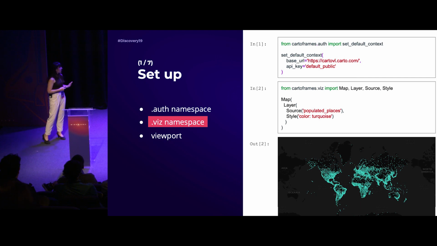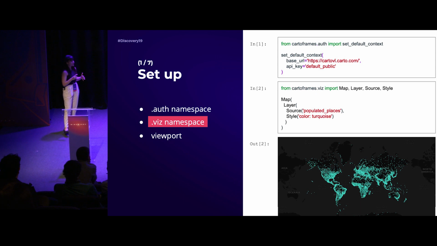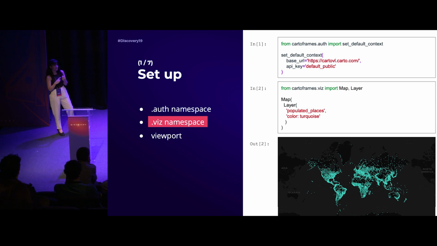But imagine that you want to start adding some style. In this case, you can use explicitly the style class, for example. So in this case, we are saying that we want the features with the color turquoise. But this is very verbose, so you can just write the name of the dataset as the first parameter and then set the style as the second parameter, because what CARTOframes is doing is to cast it automatically to a source and to a style respectively.